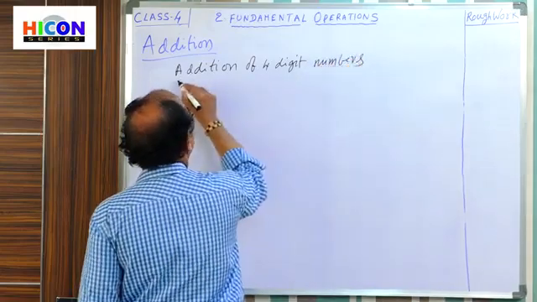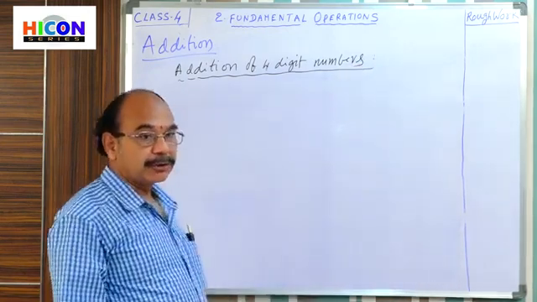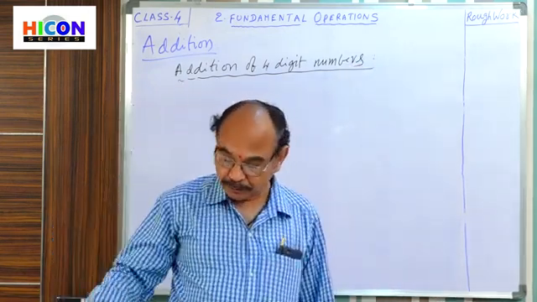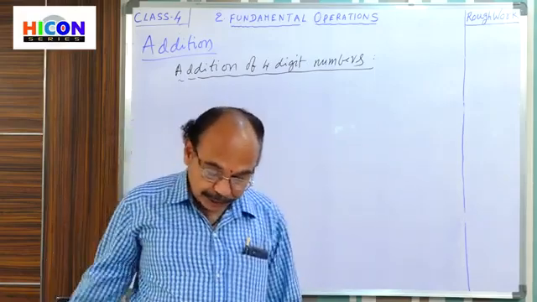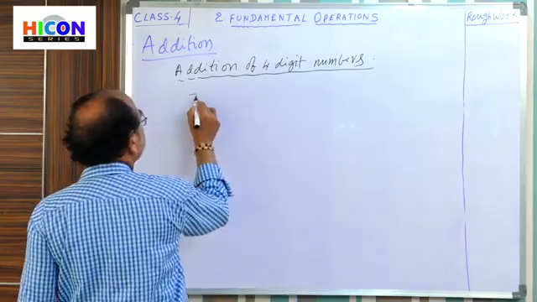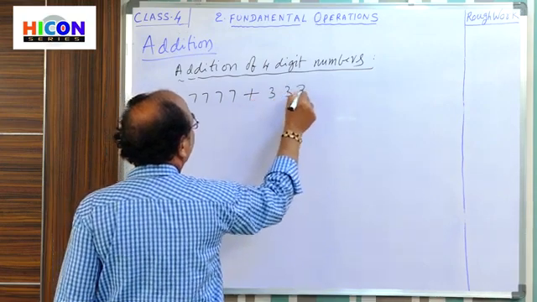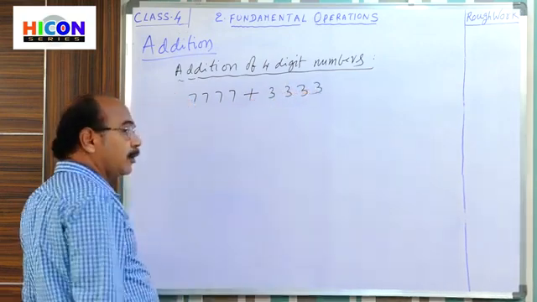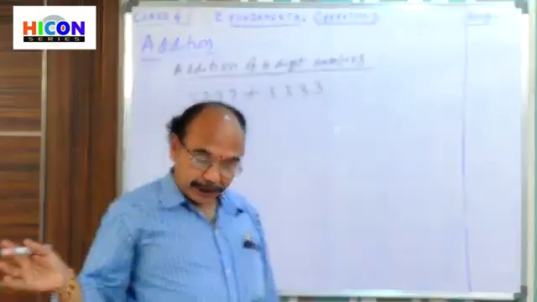It's now 4-digit numbers. Take one 4-digit number from exercise 2.1: 4 sevens, 4 threes. This is one problem from your exercise 2.1, A1 question.